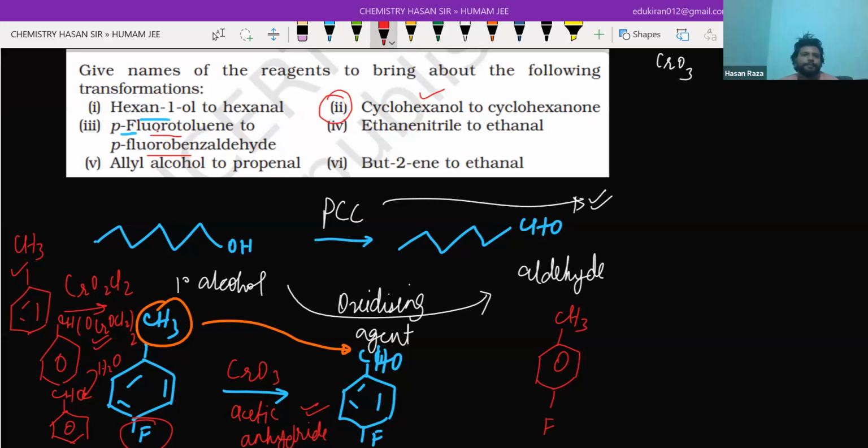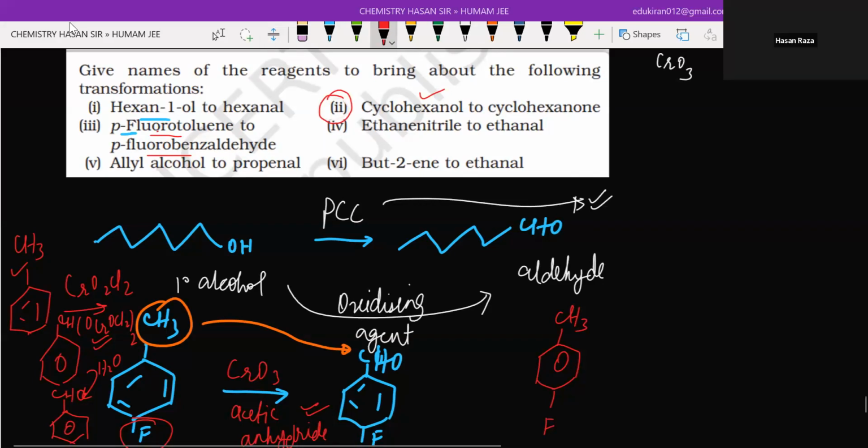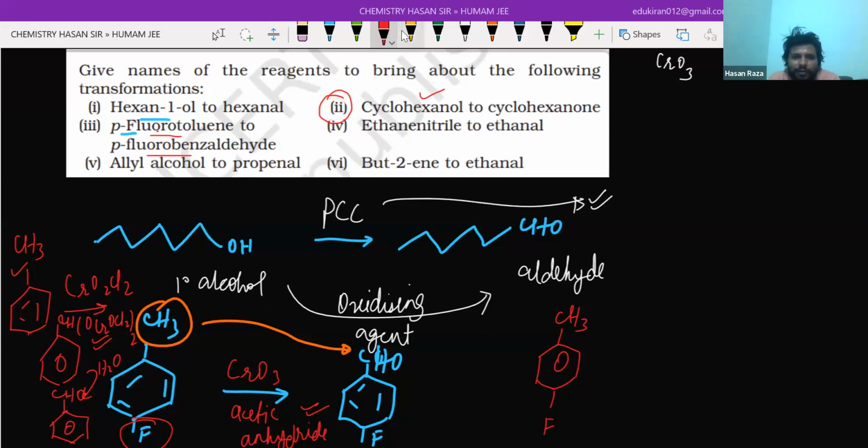Any answer for the fourth one? No, sir. No answer for it. Okay, so this is also very easy. You can see, double H you can use easily.